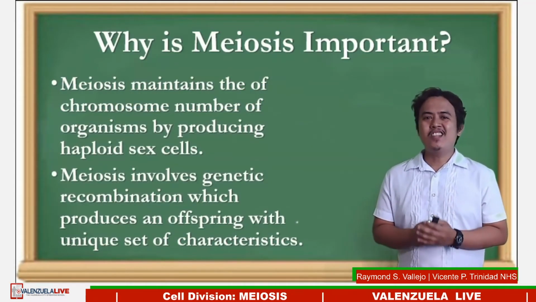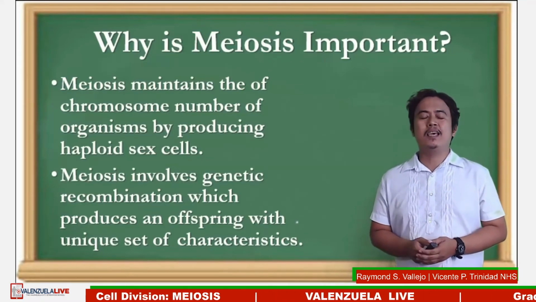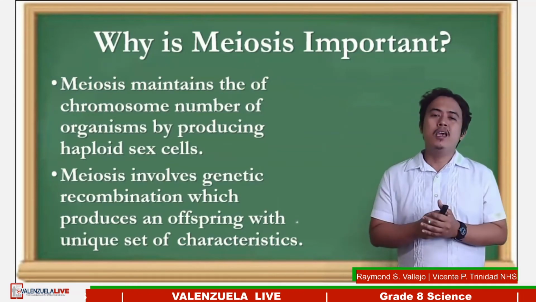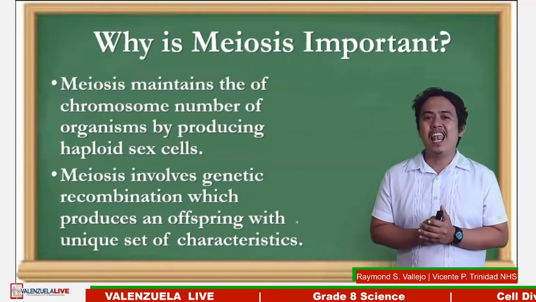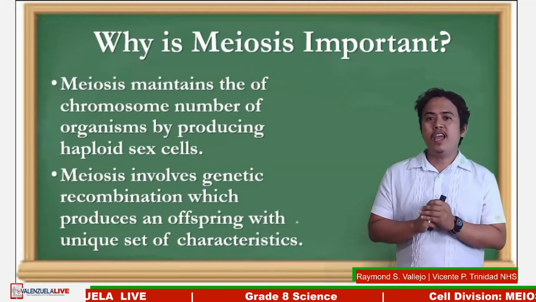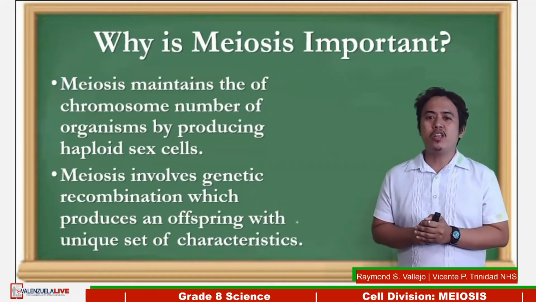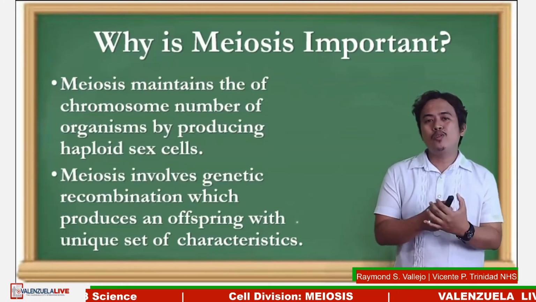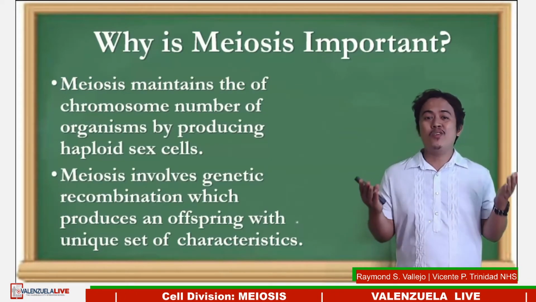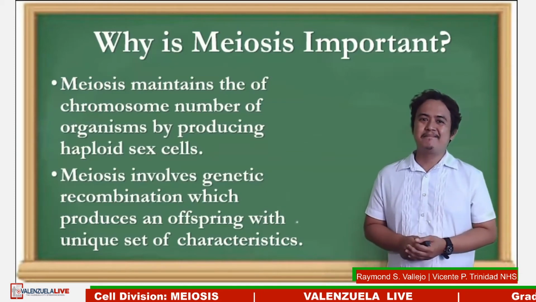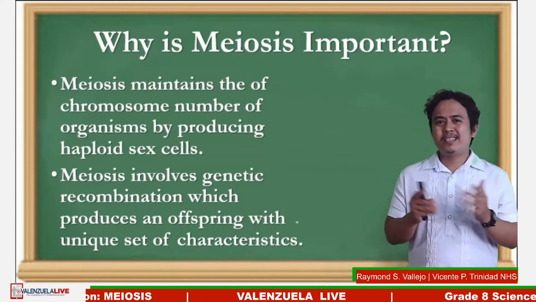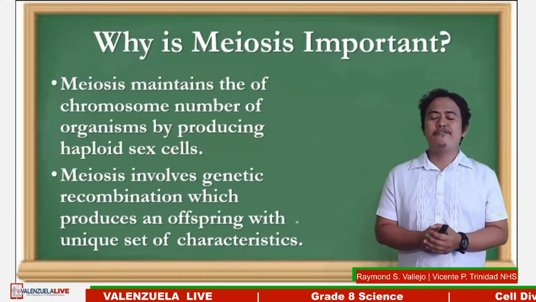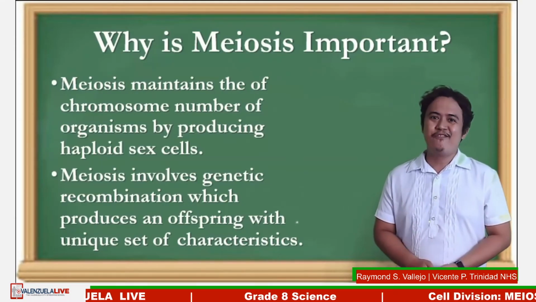Meiosis maintains the chromosome number of organisms by producing haploid sex cells. Meiosis is also a significant life process because it involves genetic recombination through crossing over, which increases the chance of producing an offspring that have a unique set of characteristics. Meiosis is an important life process that contributes to the survival of organisms in the environment.